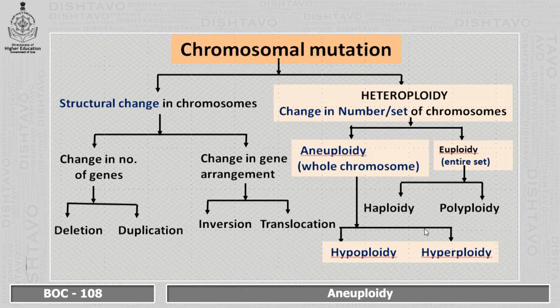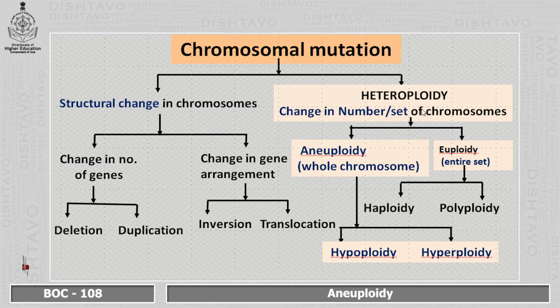When they come together, it results in the formation of a zygote, which helps in the formation of a diploid 2N organism. Today, we are learning about chromosomal aberrations or mutations, under which we are going to deal with heteroploidy, wherein there is a change in the number of chromosomes or in the number of sets. In the previous unit, you have already learnt about euploidy, wherein the entire set changes in the organism. Today, we are going in depth and learning about aneuploidy.